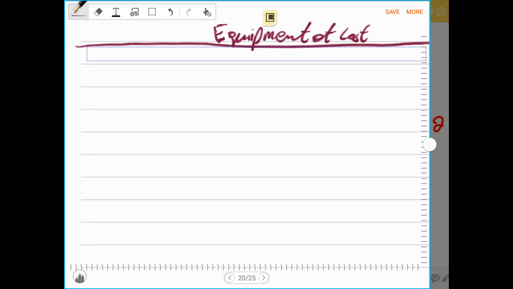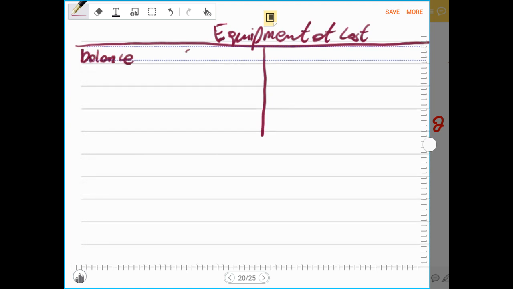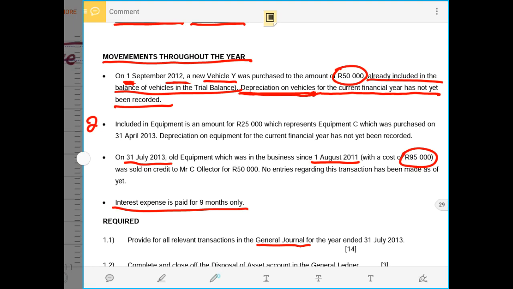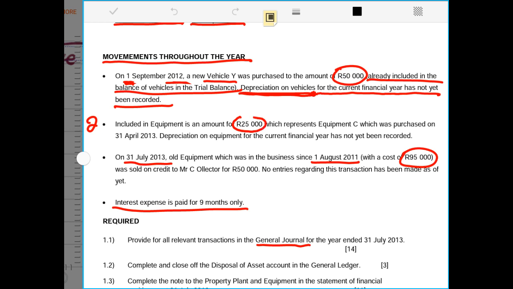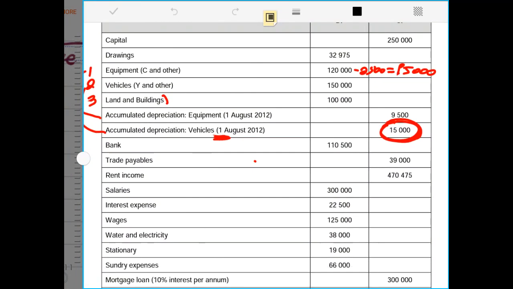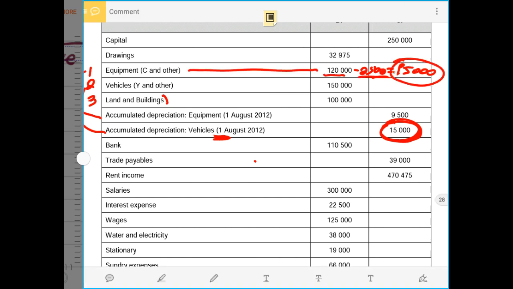Then I draw the line as usual. This is an asset account, so an asset account will have a balance on the debit side, and the balance will be 95,000 rands. Why does 95,000 rands become the balance? Because an amount of 25,000 rands is for the equipment that was bought during the year, and this 25,000 rands is already included in the cost of the equipment, as I have shown you there. 120,000 minus the new equipment of 25,000 rands that was bought during the current year will give us 95,000 rands as an opening balance.